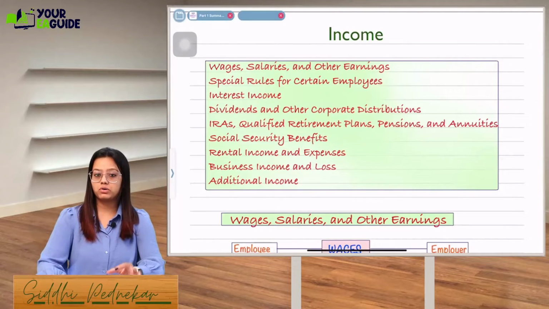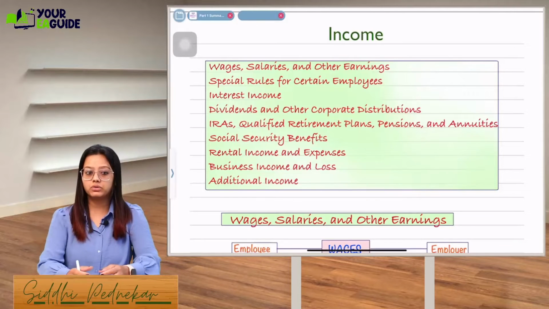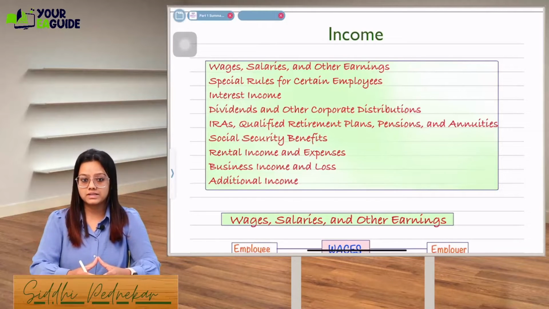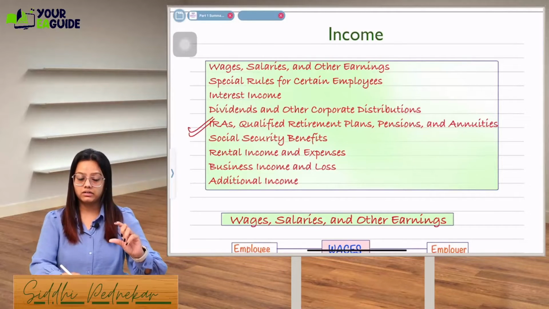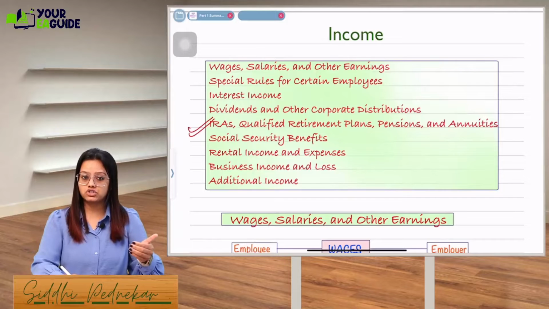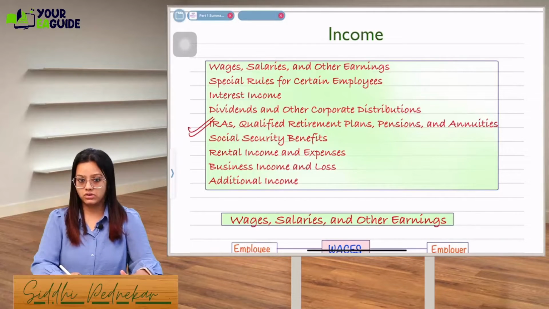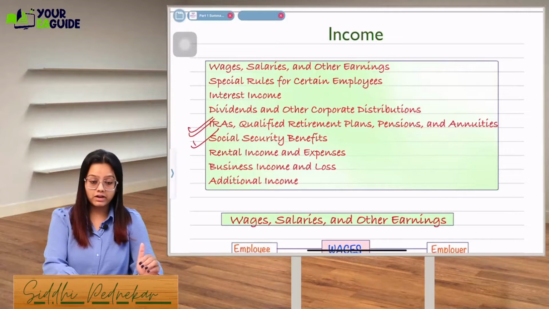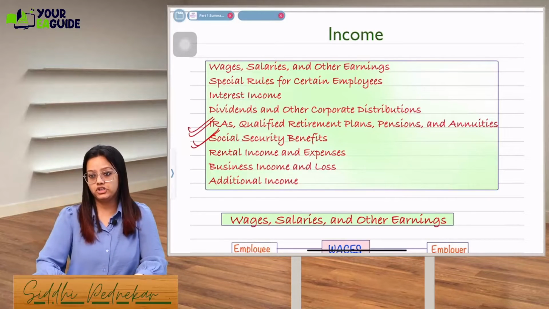We are going to cover wages, salaries, other income, and special rules for certain employees, where we are going to understand clergy related income. Those who are church employees, for them how the income will be taxable. Interest income, dividend income, IRA we have already covered yesterday. That is the part where you get distributions and include them in the income. Social security benefit also we have done yesterday. Then we'll cover rental income, business income, and some additional incomes.